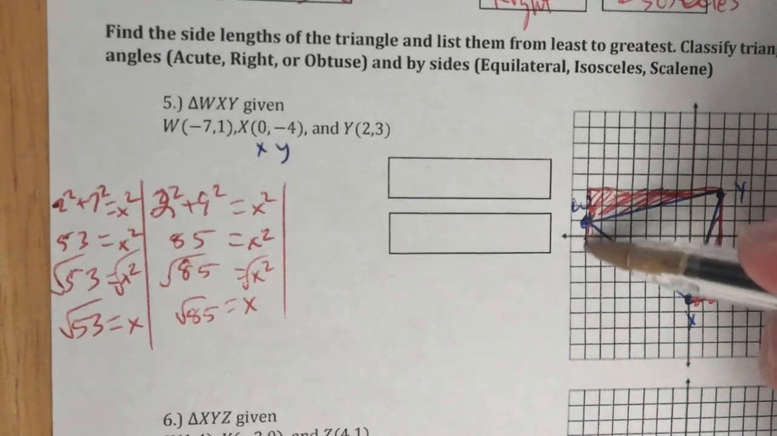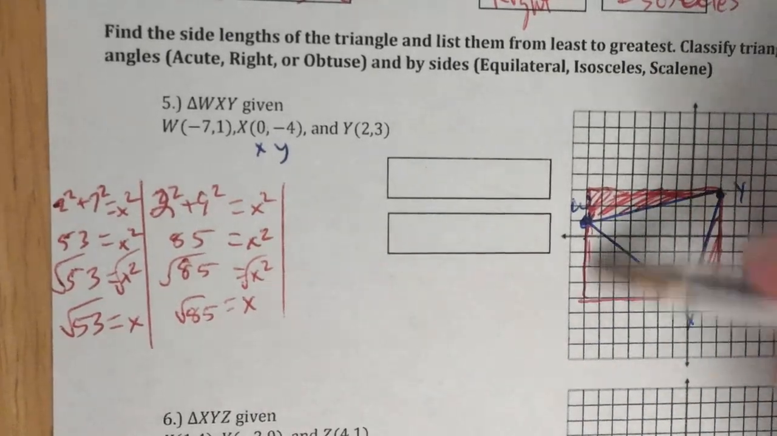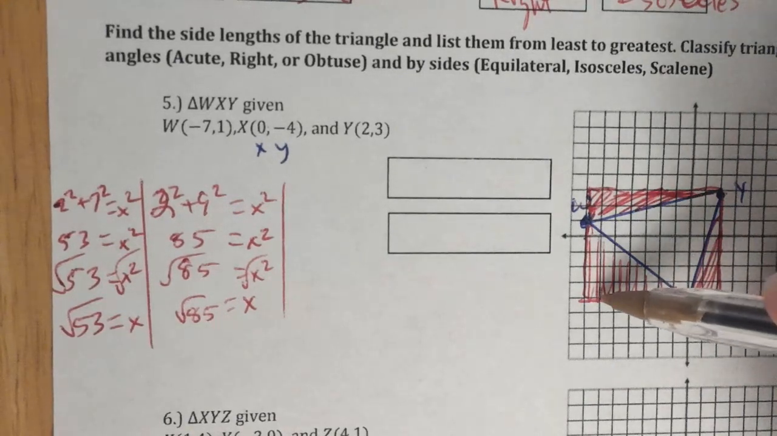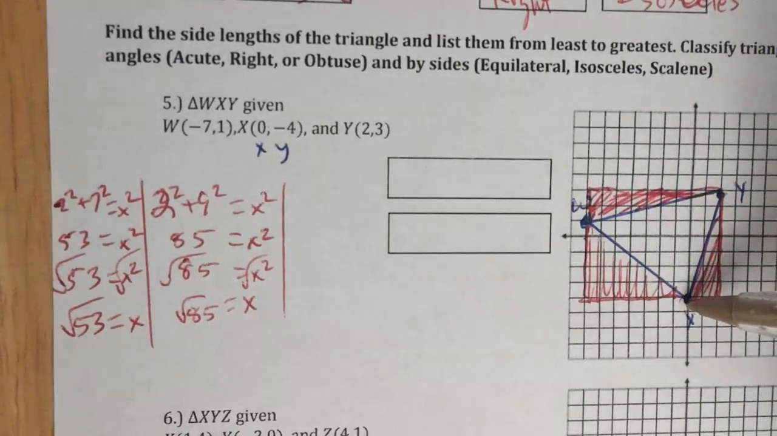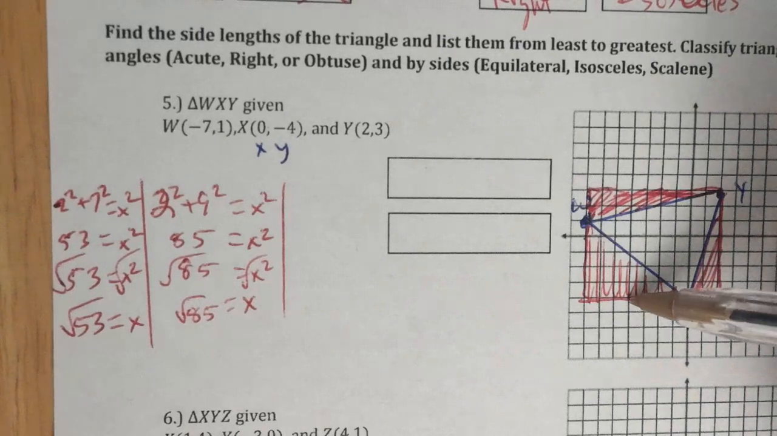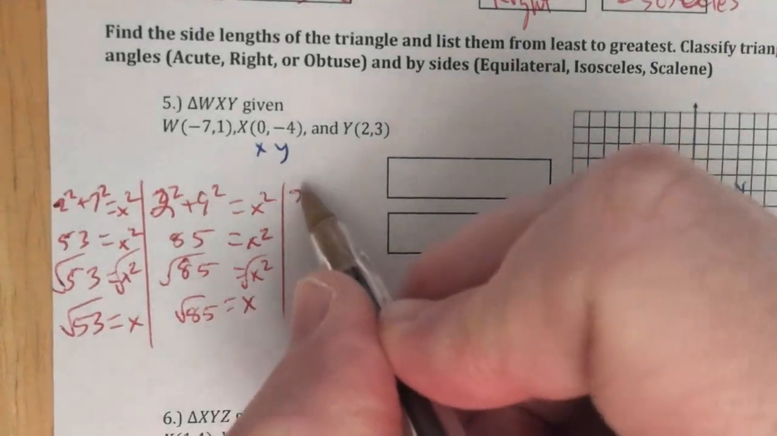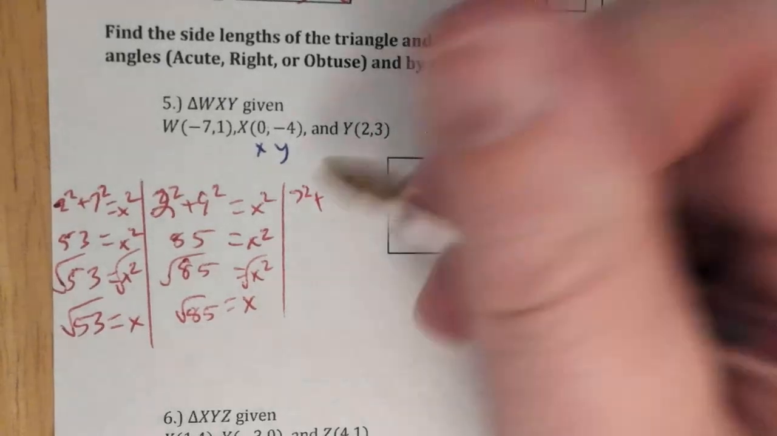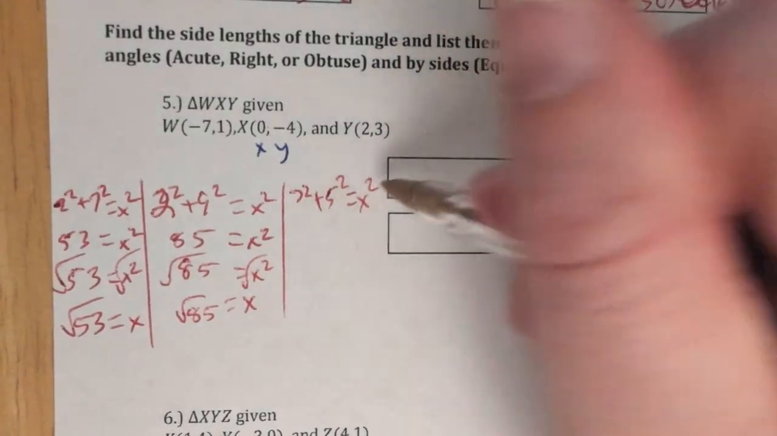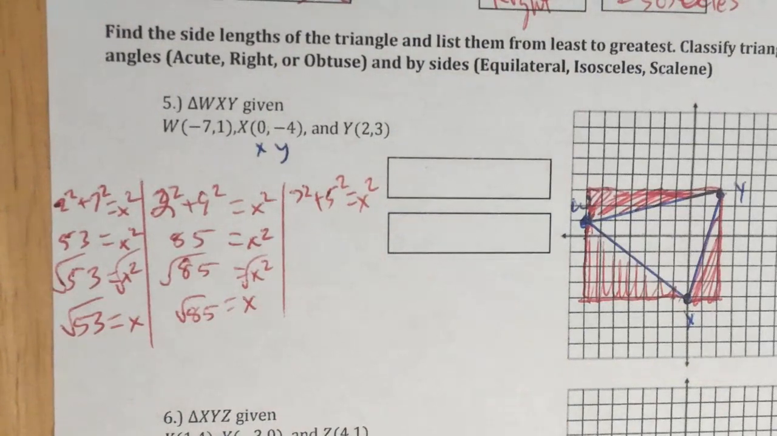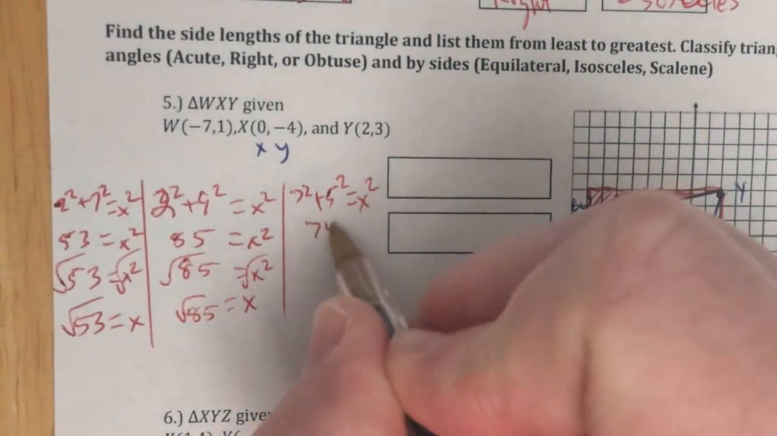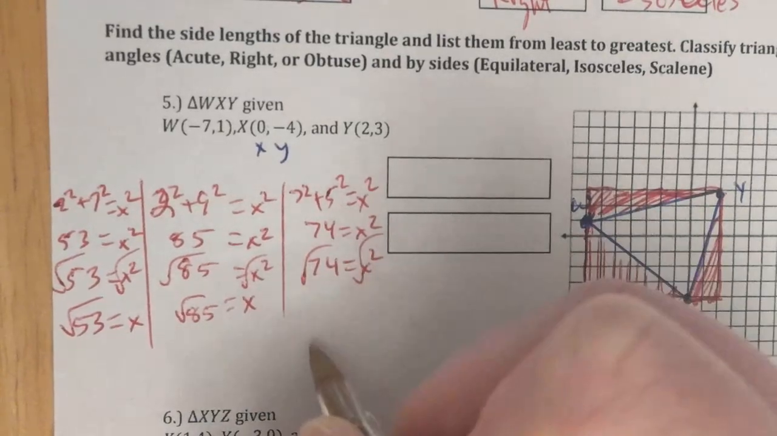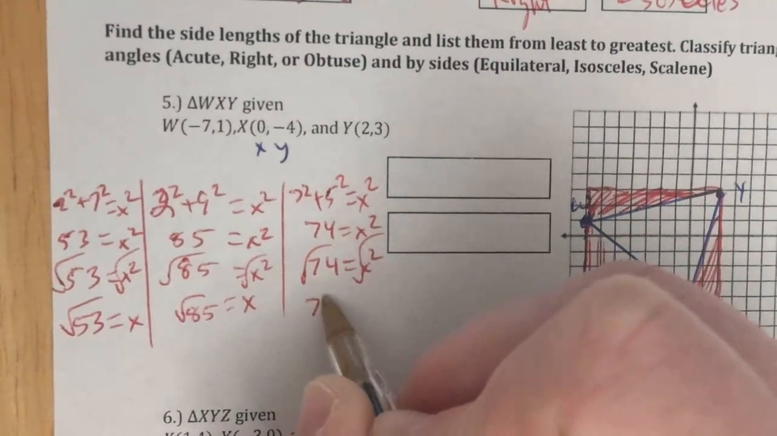And over here, we have 1, 2, 3, 4, 5, 6, 7. Just double check that. 1, 2, 3, 4, 5, 6, 7. Yep, so 7 squared plus 1, 2, 3, 4, 5, 5 squared equals x squared. 7 squared plus 5 squared, I get 74. I would square root both sides, and I just leave it at that, square root of 74.